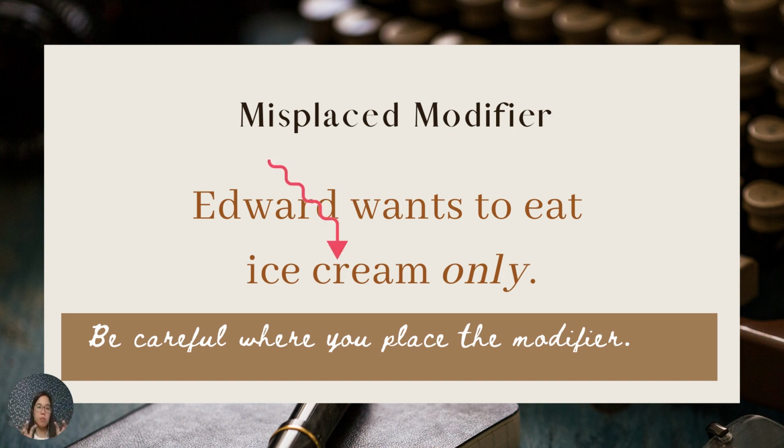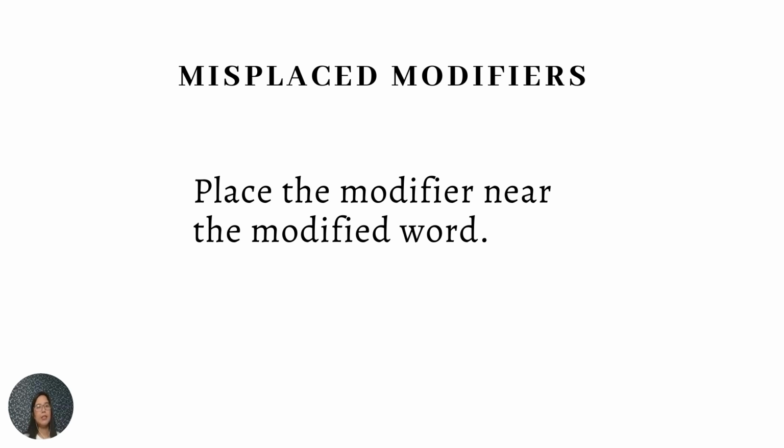So you see, by changing the location of the word, you change the meaning. So be careful where you place the modifier. In exams, you may be given a sentence like this, and you will be asked to identify the meaning of the sentence. So what you need to do is to check where the modifier is, and that will help you clarify the idea of that sentence. So if you want to avoid misplacing your modifiers, you need to place it near the word it modifies.